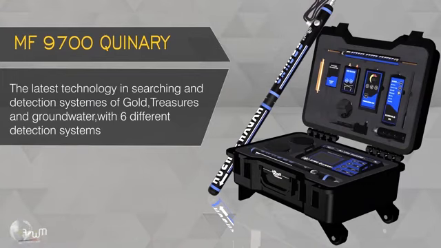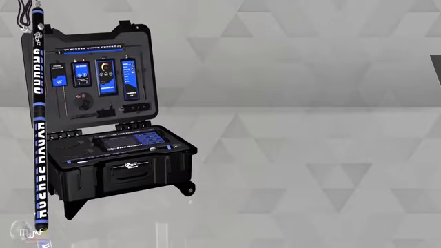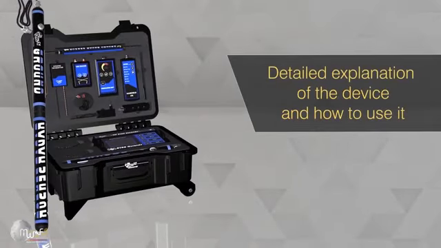F9700 Quinary, the latest technology in searching and detection systems of gold, treasures, and groundwater with 6 different detection systems. We will provide you a detailed explanation of this device and how to use it.